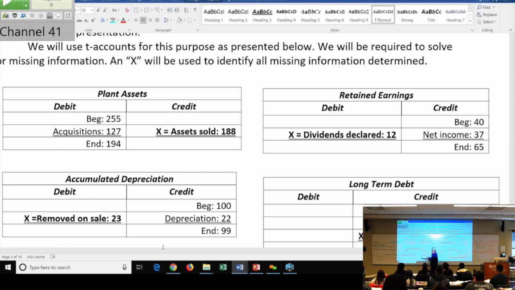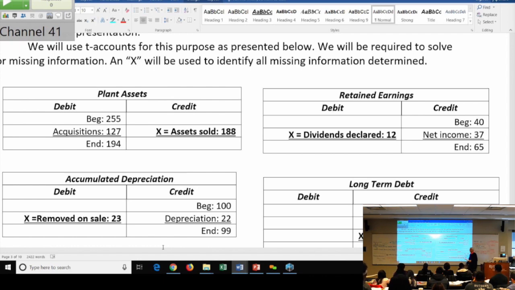So I know the plan assets started with 255. I know they ended at 195. So I know there's a drop in there. I know the change happened to be 61. How do I account for the change? On a gross change approach, you've got to account for the change. What happened? Well, what do I know? I know there are acquisitions of 127, correct? Got that number.